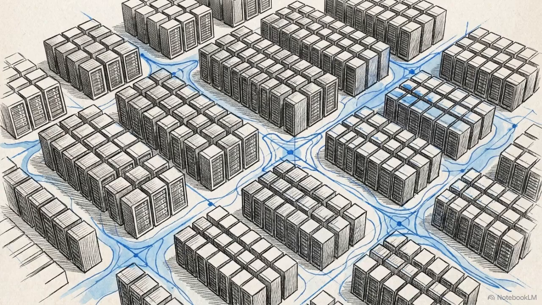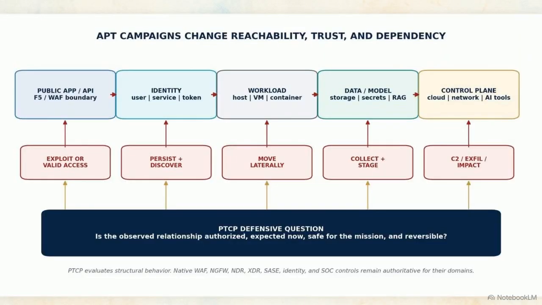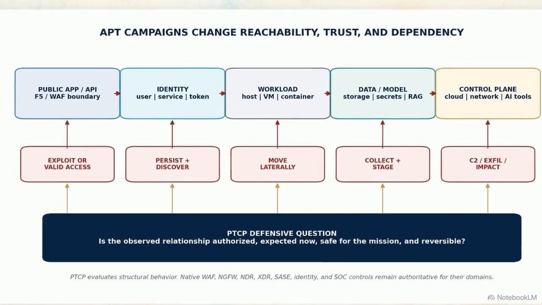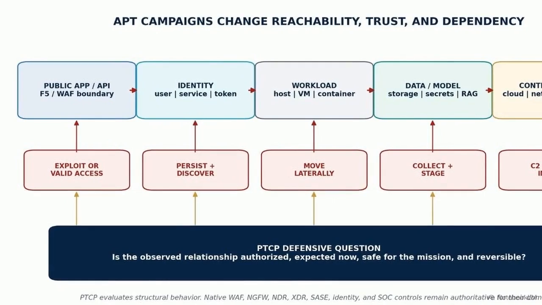The Predictive Tensor Control Plane, or PTCP, is a control overlay engineered specifically to evaluate the structural safety of these evolving relationships. This diagram illustrates how PTCP tracks that structural behavior. It maps the linear progression of a campaign across 5 tactical stages, documenting how an attacker forces reachability and trust dependencies to drift as they move from initial access to data collection.